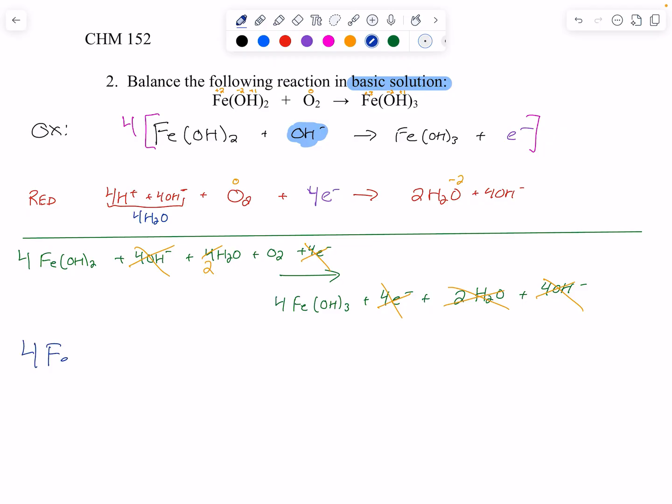4 Fe(OH)2 for iron 2 hydroxide plus 2 liquid waters plus O2 gas is going to give us 4 iron 3 hydroxides, and that's it. There we go. Again, you got to follow the pattern. And there's lots of these to do and practice with.